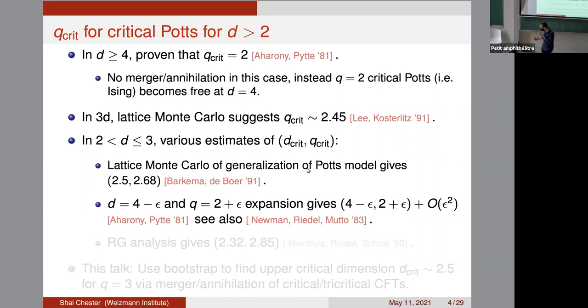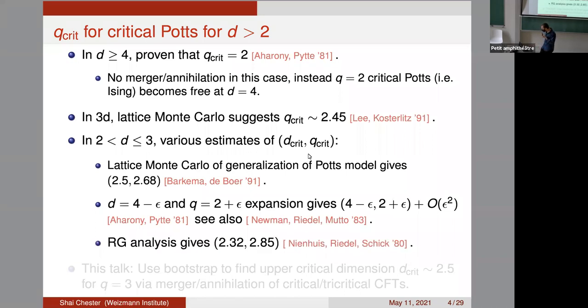There are also some epsilon expansion results. In particular, you use the fact that Q equals 2 is the Ising model, which is marginal in D equals 4, and you do a double epsilon expansion around D equals 4 and Q equals 2. This was done in the original paper by Aharony and Pytte. They use this to argue that when D is 4 minus epsilon, the critical value of Q would be 2 plus epsilon. This estimate does seem to work when epsilon is 0, because then you get the expected value that the Ising model becomes marginal in 4D. You also seem to get the expected answer for epsilon equals 1, for epsilon equals 2. There's also been some more updated work by Newman, Riedel, and Muto, which I think disagreed with the previous results. But I don't want to go into those details.